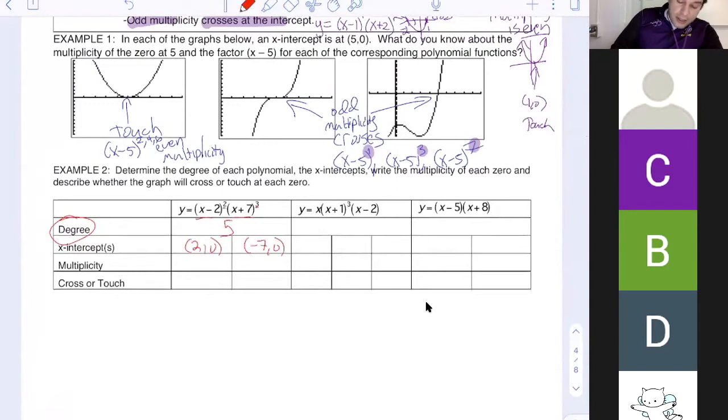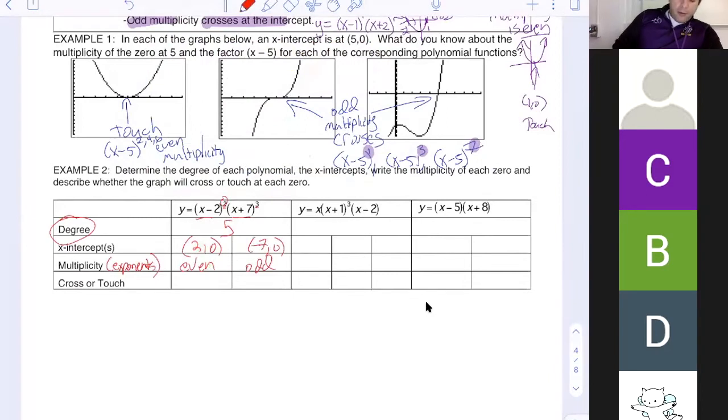Multiplicity is based on the exponent. So the multiplicity of this one is even. The multiplicity of the 7 is odd. When we first do this, especially if students are half paying attention, they think, oh, I get it, it's because the 2 is even and the 7 is odd. No, it has nothing to do with that. It has everything to do with the exponent. So multiplicity is looking at the exponents, not the actual value of the zero.